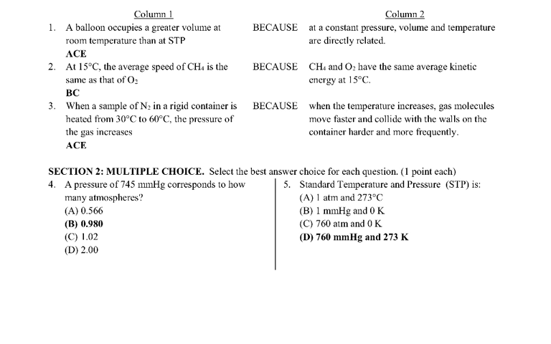We're saying a balloon occupies a greater volume at room temperature than at STP. That's assuming that you know that room temperature is usually about 20 to 25 degrees, and that STP is 0 degrees Celsius or 273. If it's going to be warmer, then it's definitely going to be larger, assuming that the pressure is constant. Now, at constant pressure, volume and temperature are directly related.